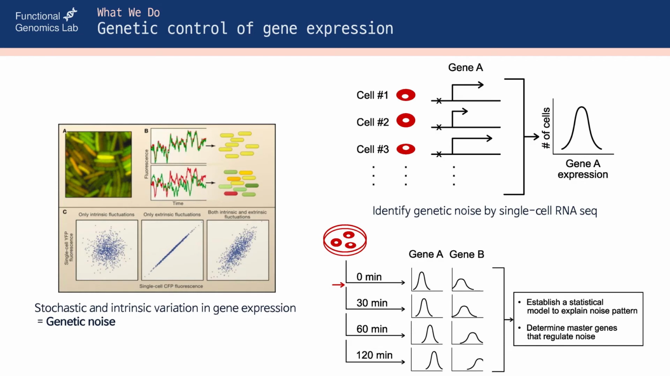We use single-cell RNA-seq to identify genetic sources of noise in gene expression and establish a statistical model that can explain it. Based on the model, we try to determine master genes that regulate genetic noise. We hypothesize that genetic noise is a method of controlling traits and that we can control disease risks by manipulating genetic noise.